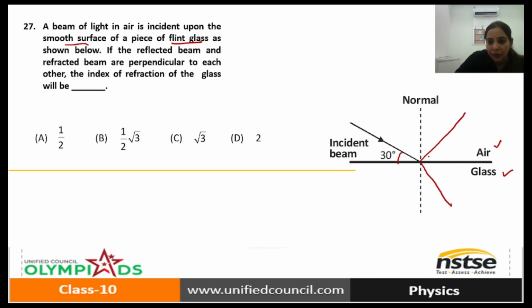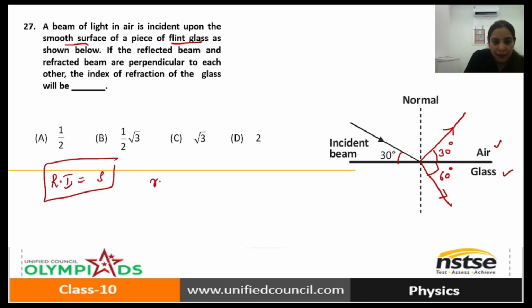Now if they are perpendicular, we know that angle of incidence is always equal to angle of reflection. So it comes out to be 30, and because it is perpendicular, we can say that the other will be 60 degrees, because the sum of both will come out to be 90 degrees. So this is your refracted ray and this is your reflected ray. Now we need to find the index of refraction of the glass. From Snell's law, you can simply use the relation n1 into sine theta 1 is equal to n2 into sine theta 2.